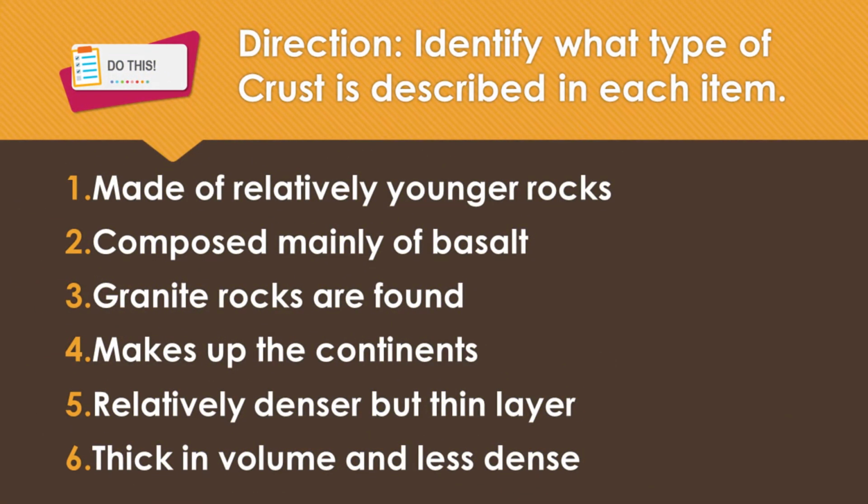Do this. Direction: Identify what type of crust is described in each item. Your answer should be either continental crust or oceanic crust. You can write your answers in your notebook. 1. Made of relatively younger rocks. 2. Composed mainly of basalt. 3. Granite rocks are found. 4. Makes up the continents. 5. Relatively denser but thin layer. 6. Thick in volume and less dense.